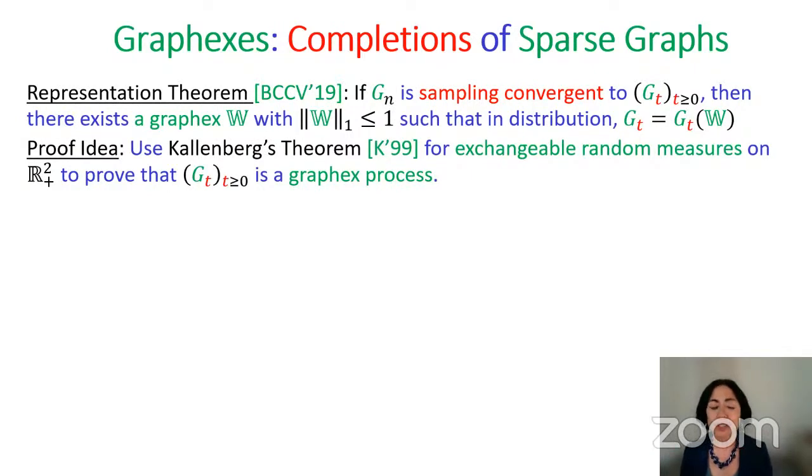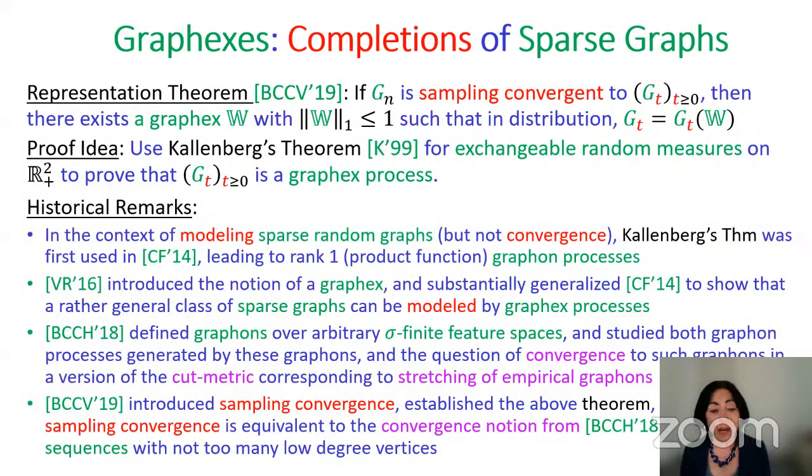Interestingly, in some other work, which I'll mention just briefly, with Souvik Dhara and Subhabrata Sen, Christian Borgs and I found a counterexample to Kallenberg's theorem. One of the conditions was not right. We changed the condition and now the changed Kallenberg theorem works. My guess is it works in a lot of cases in which it was used previously, but I don't know about all. So in the context of modeling sparse graphs, but not convergence, Kallenberg's theorem was first used by Caron and Fox in 2014, leading to rank one Graphon processes. Roy and Veitch introduced the notion of a Graphx and substantially generalized Caron-Fox to show that a rather general class of sparse graphs can be modeled by this process.